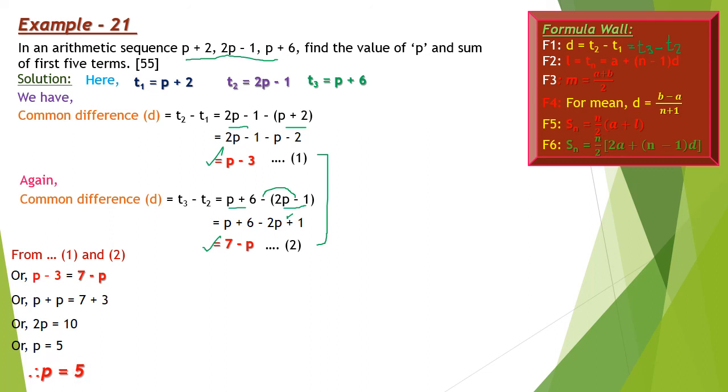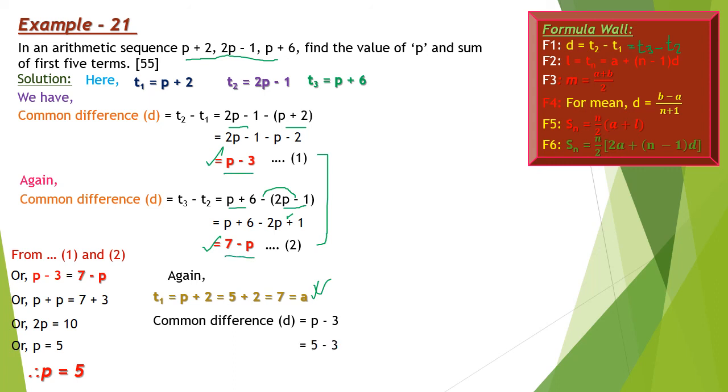Now again we have to find the value of a, that is the first term, by putting the value of p. t1 is equal to a, p plus 2 is equal to 5 plus 2, that is 7, equal to a. Now the first term a is 7, and we still need the common difference also. For this you can use p minus 3 or 7 minus p. The value of p is 5. Now 5 minus 3, that is 2. We have the common difference. We have a.